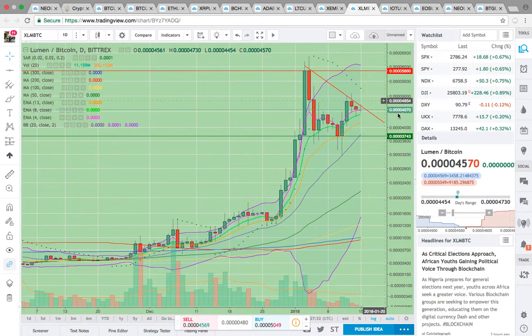Okay, let's look at XLM BTC. This has a very similar setup to XEM.